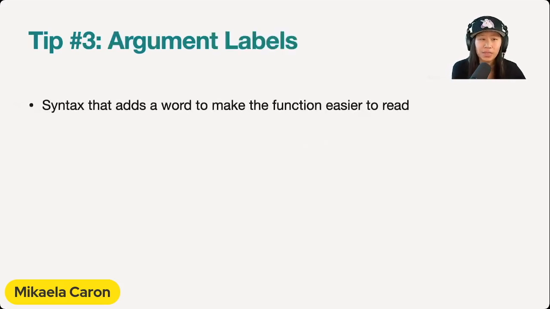Tip number 3 is argument labels. This is syntax that adds a word to make a function easier to read.